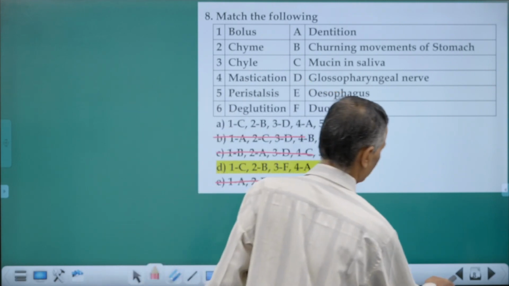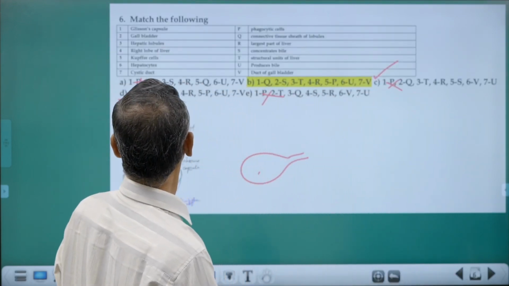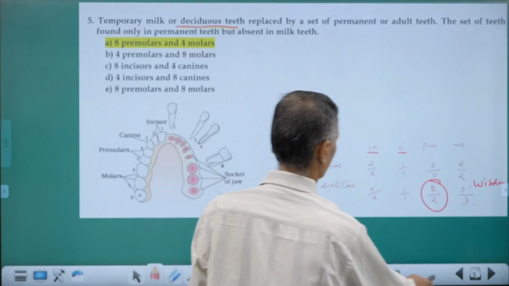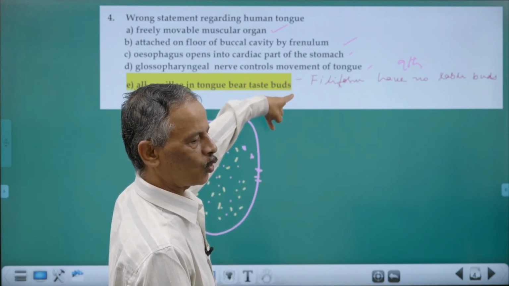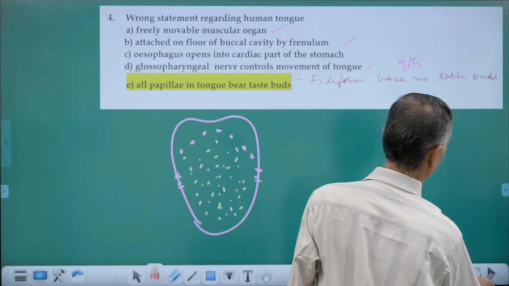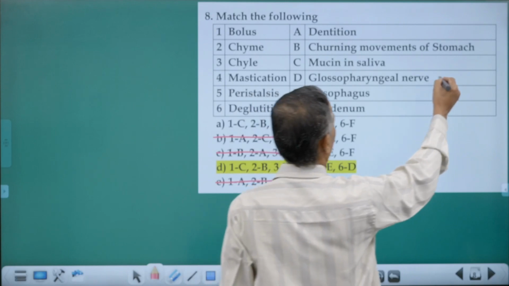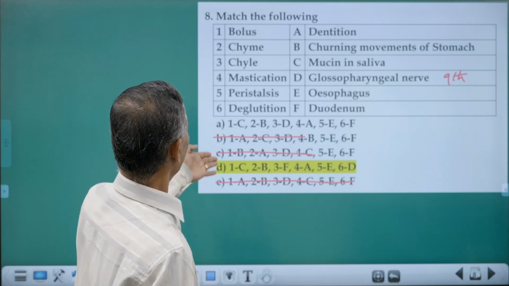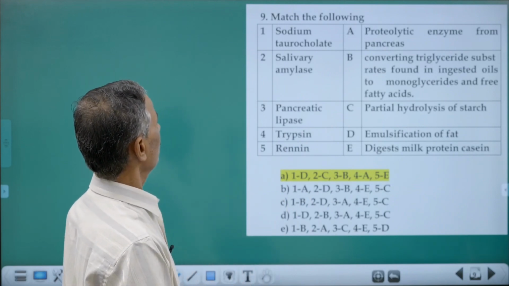In one of the earlier questions, there was the glossopharyngeal nerve, which controls the movement of the tongue by which we are pushing. Swallowing is with the help of the ninth cranial nerve. Clear? Swallowing is with the help of that ninth glossopharyngeal, ninth cranial nerve. So we came to the answer, all correct. Match the following.